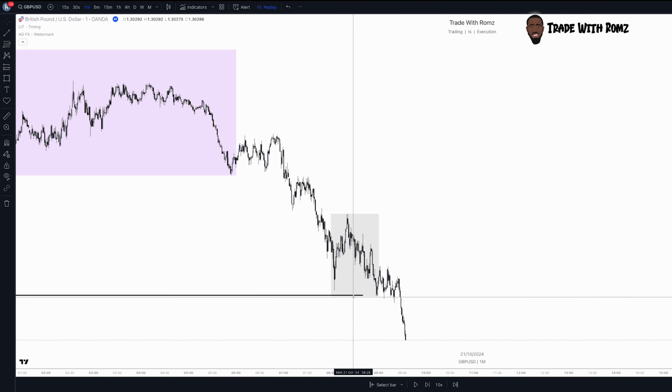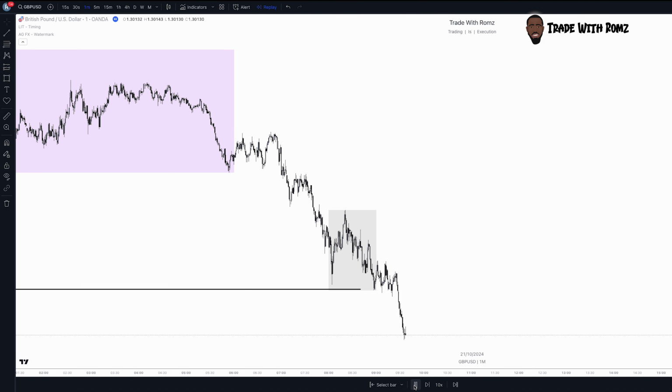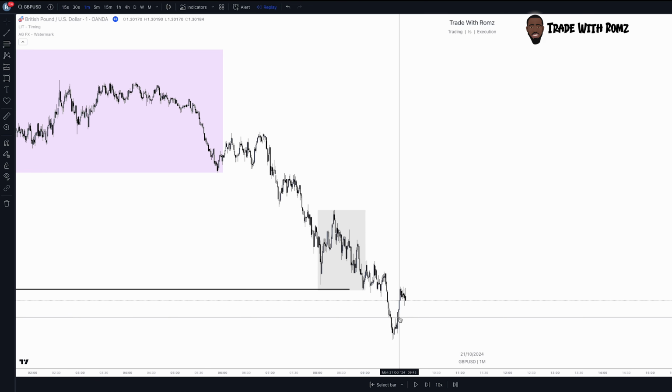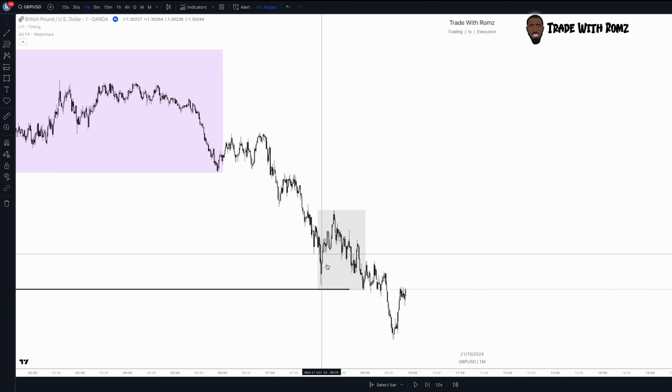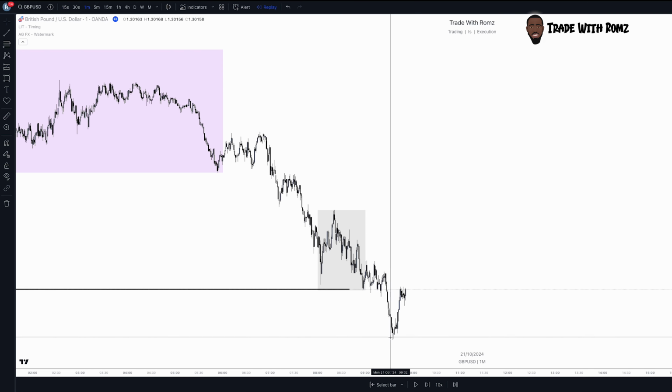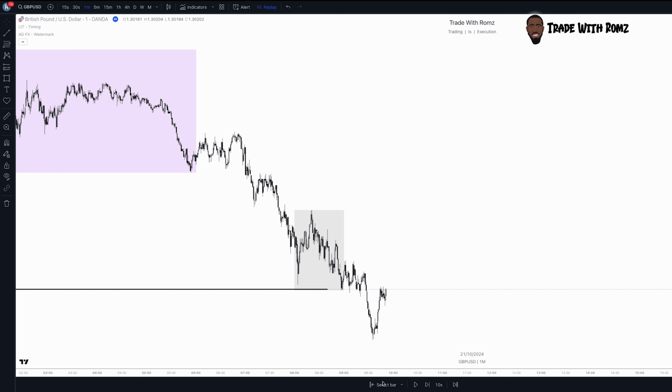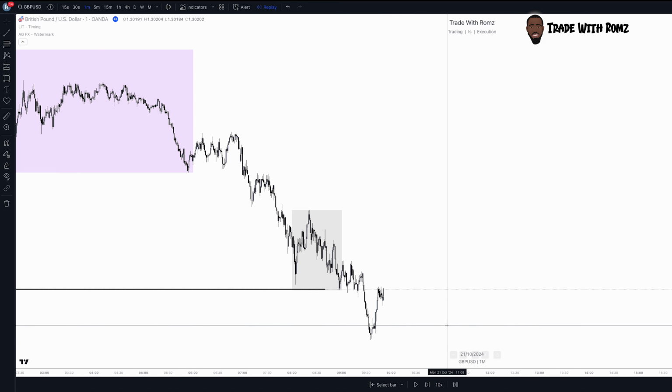So now the low's been taken out, the medium inducement. Press play. Cool. What time is it? This is London open here. And then we get a nice aggressive response deeper into London. Okay. But what else do we have? Look at what we have here.